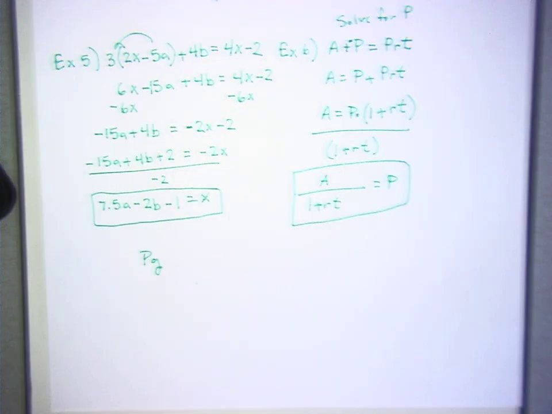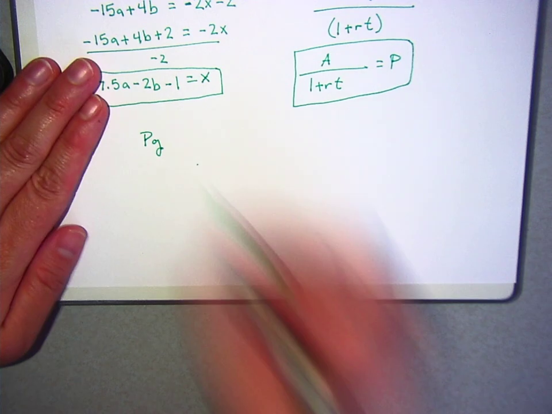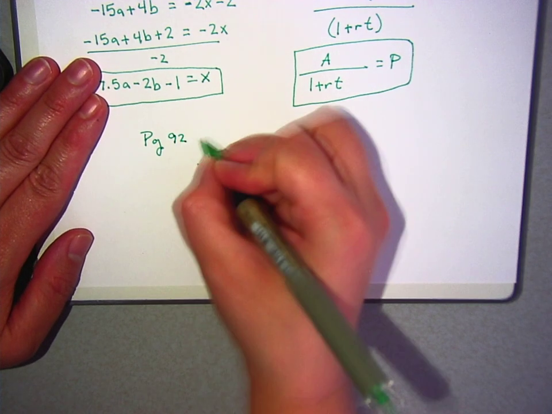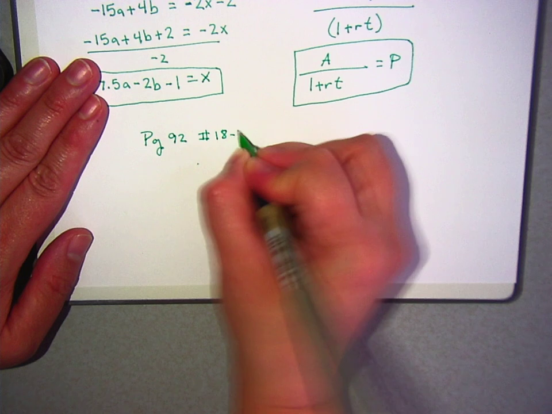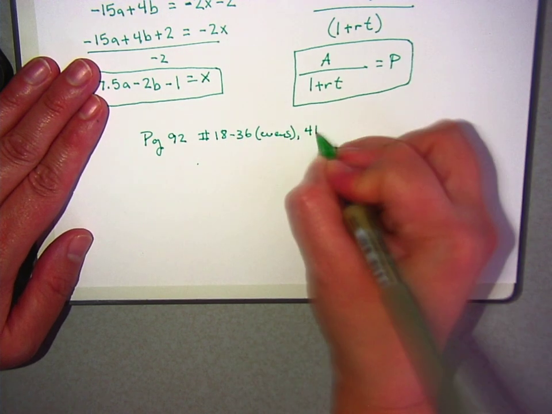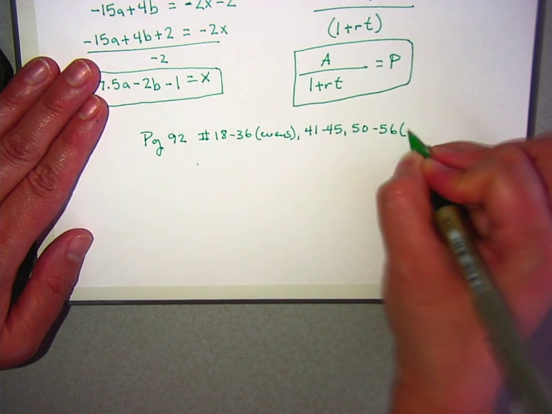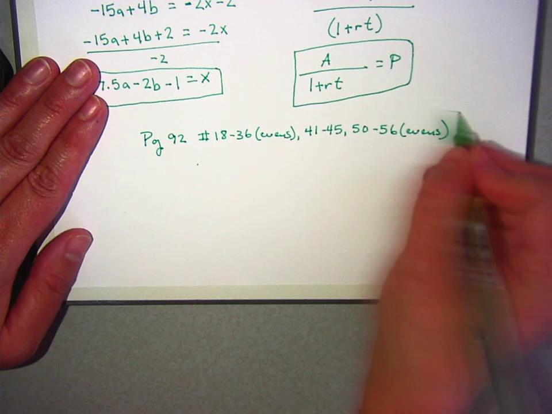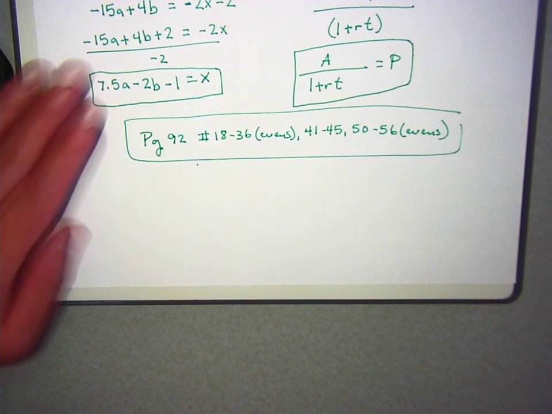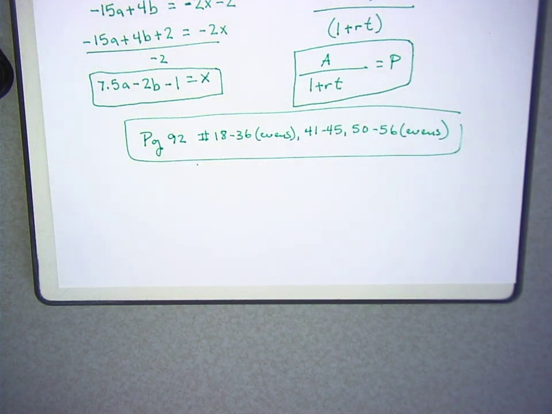All right, I'm going to give you the remaining 50 minutes to get this assignment done in class. Page 92, numbers 18 through 36 evens, 41 through 45, and 50 through 56 evens. Like usual, I'm going to put the book up here so that you can take pictures and use it. And then I've got 3 people who need to be finishing a test with me, please.